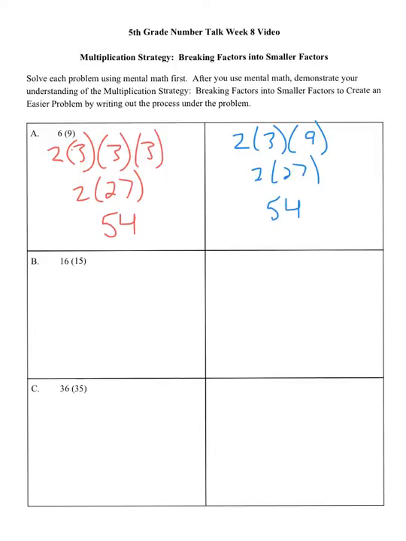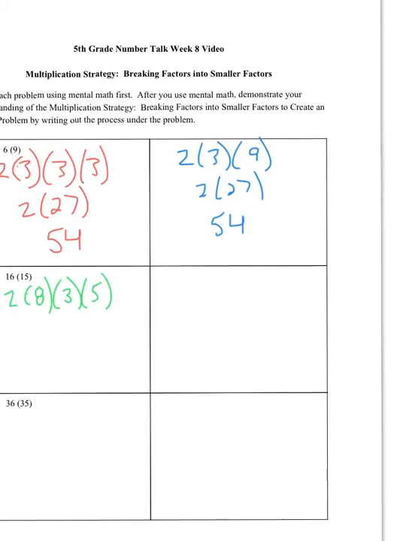Now, 16 groups of 15. Again, we could break it down, where we could say, well, we know that 2 groups of 8 is 16. 3 groups of 5 is 15. So, associative property can be applied.